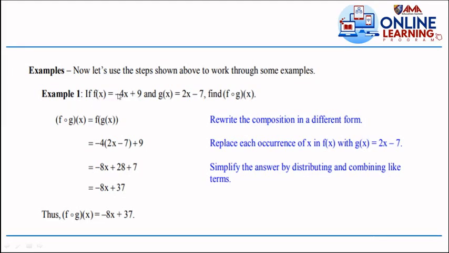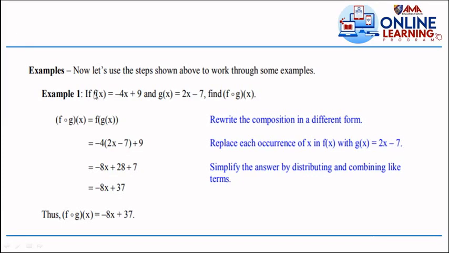If the function f of x equals negative 4x plus 9 and g of x equals 2x minus 7, find f of g of x. So first, you are going to write the composition in a different form. Ito yung kanina, f of g of x, ngayon, f g x. Parang baliktad po siya kanina, no? So, gagawin po natin, replace its occurrence of x in the function f of x with g of x equals 2x minus 7.